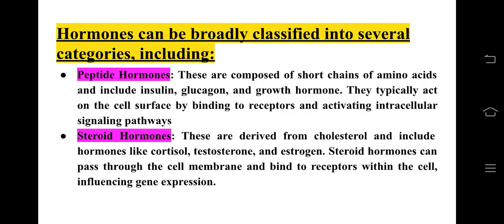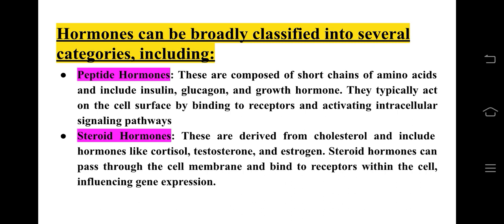Hormones can be broadly classified into several categories, including peptide hormones. Peptide hormones are composed of short chains of amino acids and include insulin, glucagon, and growth hormone. They typically act on the cell surface by binding to receptors and activating intracellular signaling pathways. That's how they work. Then steroid hormones are there.